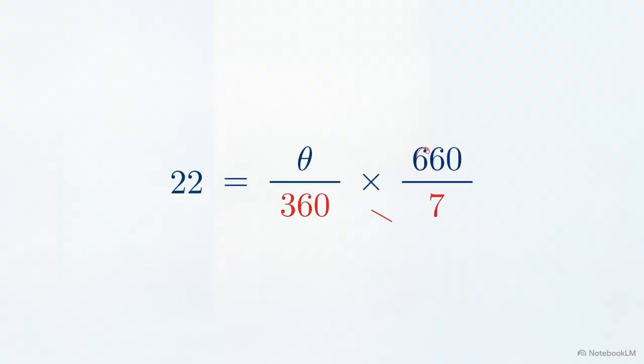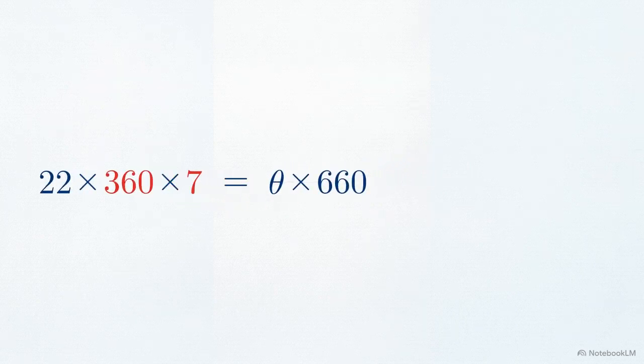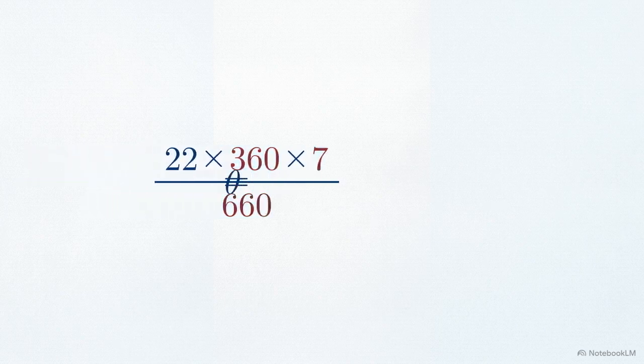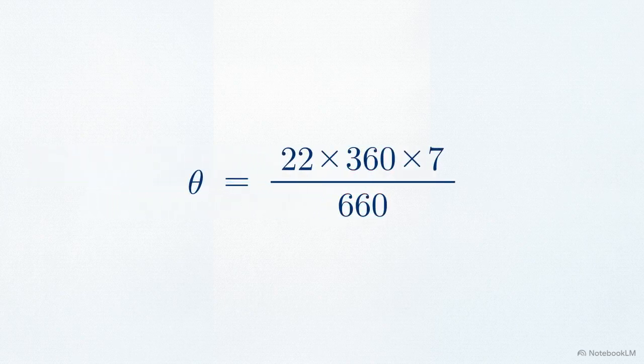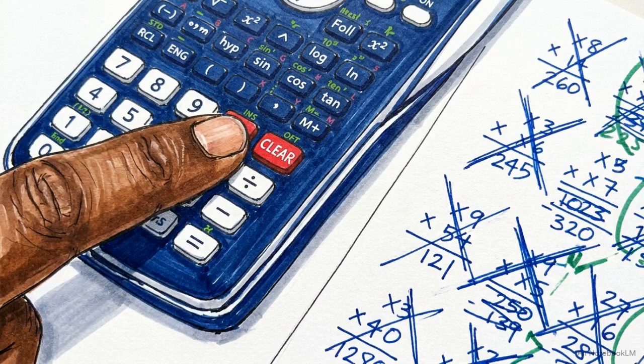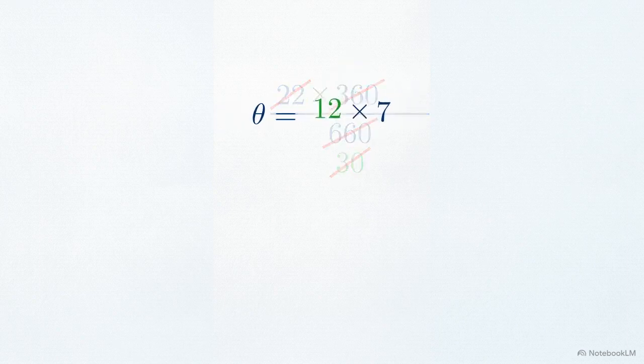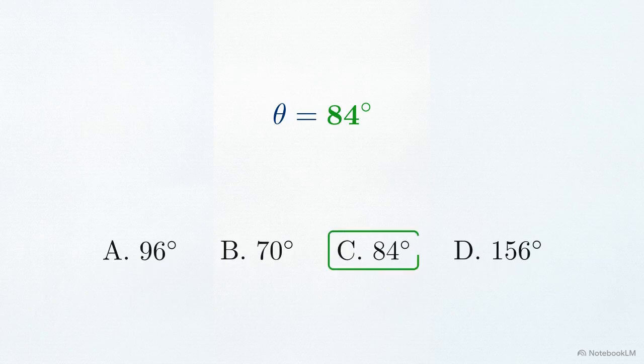To find theta, we must isolate it. We multiply 22 by 360 and 7, and then divide the entire result by 660. Theta is now equal to 22 times 360 times 7 divided by 660. Instead of multiplying these large numbers together, which can lead to mistakes, we can use a cancellation shortcut. Notice that 22 goes into 660 exactly 30 times. We can cancel them out and place a 30 in our denominator. Next, 360 divided by 30 is 12. We cross those out and put a 12 on top. Now we just multiply 12 by 7. That gives us 84 degrees, which matches option C.